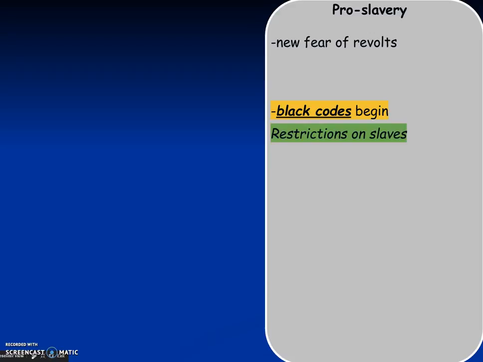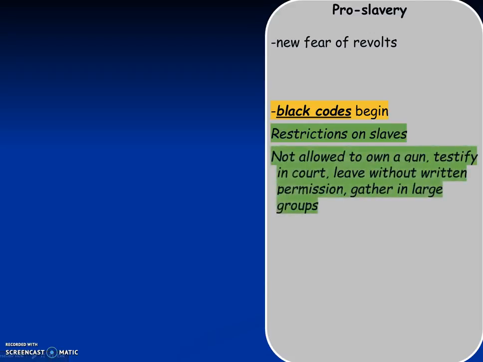But those who were pro-slavery really held on to those slaves. One, they were very afraid of new revolts. After Nat Turner's rebellion, now that's not the only one, but that was one of the more well-known ones, they are going to institute what are called black codes or slave codes. And these are going to be restrictions that are put on slaves that are going to not allow them to own a gun. Before this, they could hunt if they had any free time, to supplement any kind of food that they might have. They weren't allowed to testify in court. They weren't allowed to leave their plantations without written permission from the slave owner.